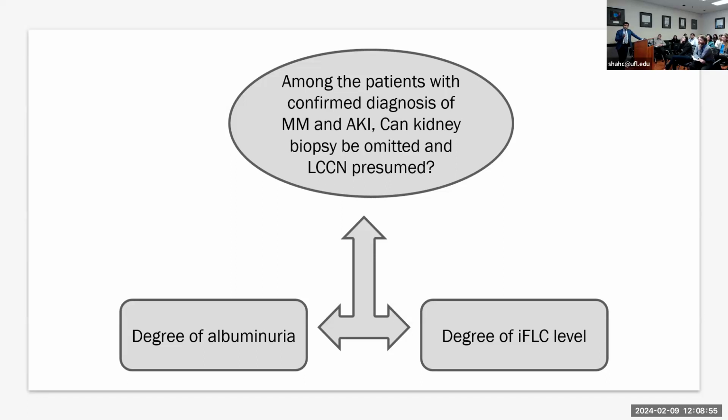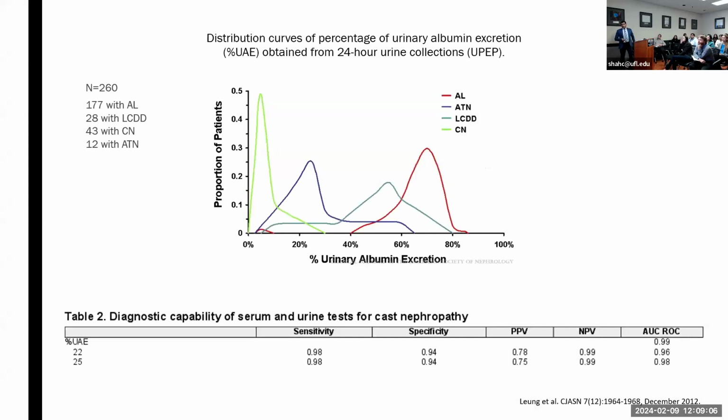We should look at the degree of albuminuria during acute kidney injury when a patient presents with dysproteinemia, and look at the initial involved free light chain level. How do they help? This is a very nice publication by Dr. Leung's group in CJASN in 2012. What they did is collect all the patients' data they had with dysproteinemia and acute kidney injury, admitted in hospital with a biopsy-confirmed diagnosis, and a 24-hour urine protein electrophoresis within 7 days of biopsy.